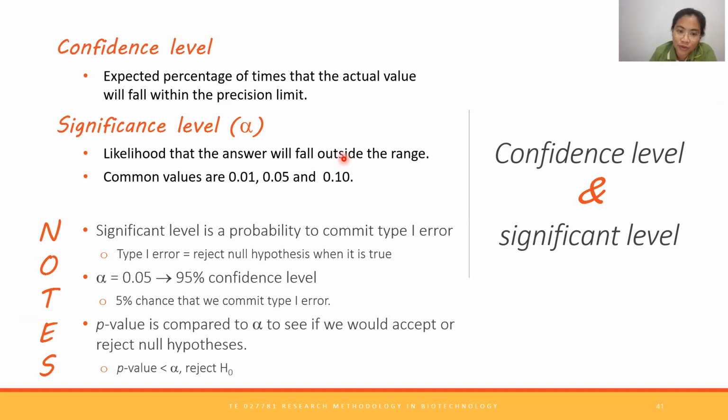But if you do the test at alpha equal to 0.01 and your p-value is 0.03, you will have to accept the null hypothesis and say that the factor doesn't have an effect. So it actually depends on the significance level that you are using for your statistical test.